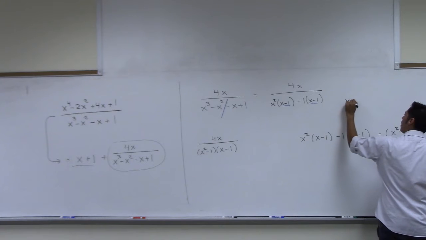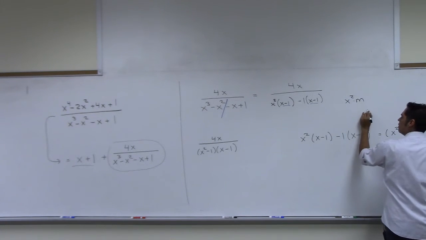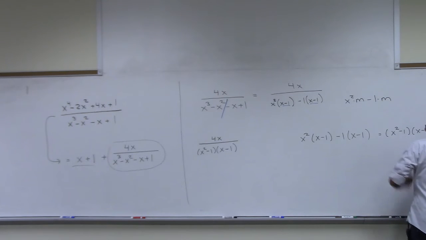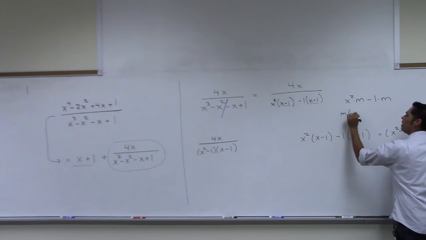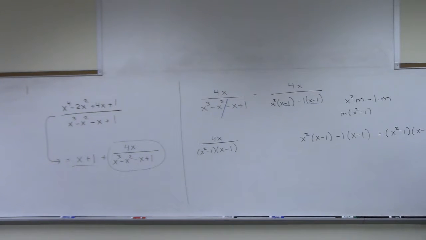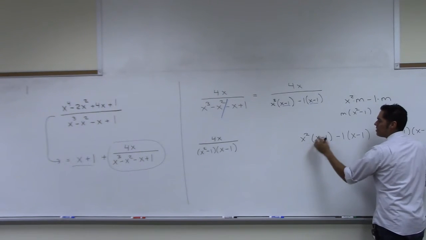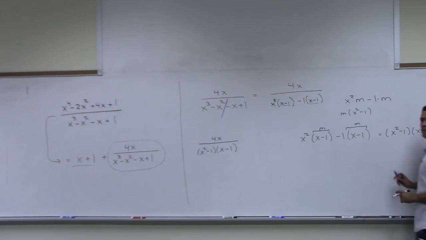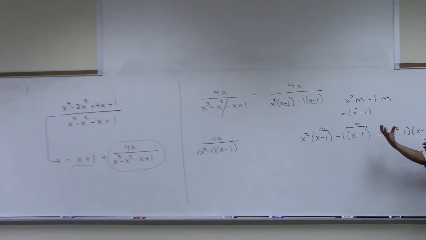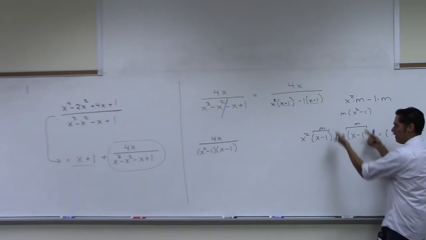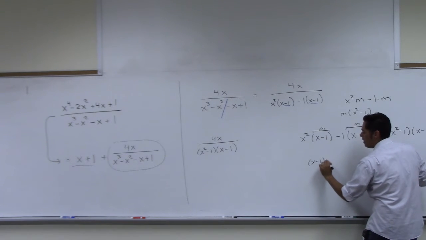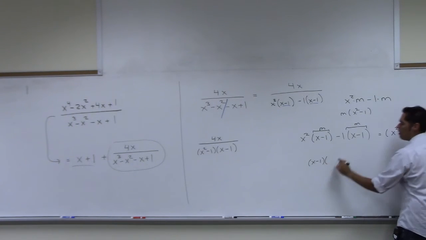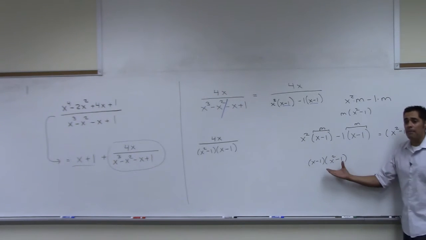If I wrote down x squared times m minus 1 times m, then what's the GCF there? What's the greatest common factor? M, you could pull an M out, right? And if I pulled an M out, I would have M times x squared minus 1, wouldn't I? That's exactly what this is right here. It's x squared times M, so M is this whole thing right here, minus 1 times M. And so you're pulling the M out, which would be x minus 1, and then what would be left? X squared minus 1. That's what's happening.